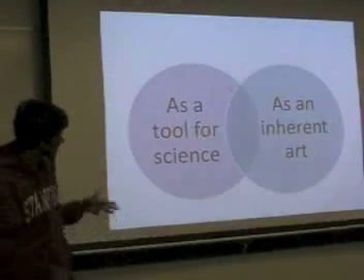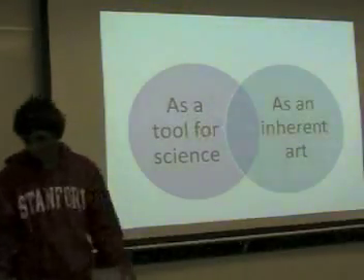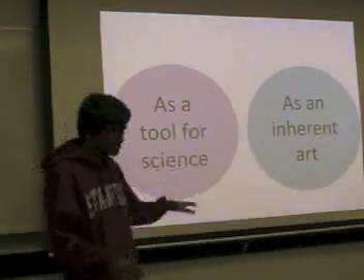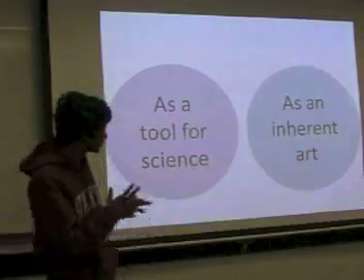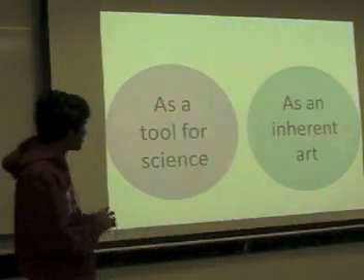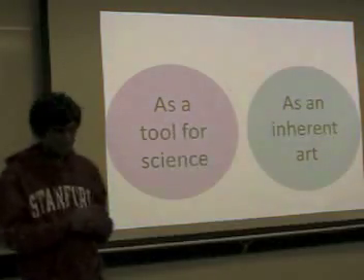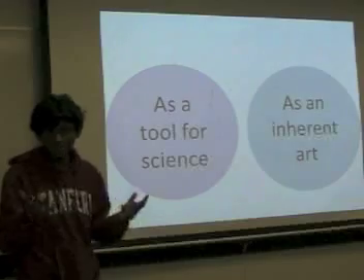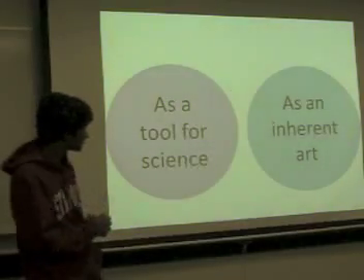So instead of thinking about it as this, we should really be splitting apart the circles and thinking about it like this. So, while there is an intersection between teaching it as a tool for science and teaching it as an inherent art, we should really be considering how to teach them separately, because teaching them in the same classroom really limits the kind of utility you can get from teaching mathematics.